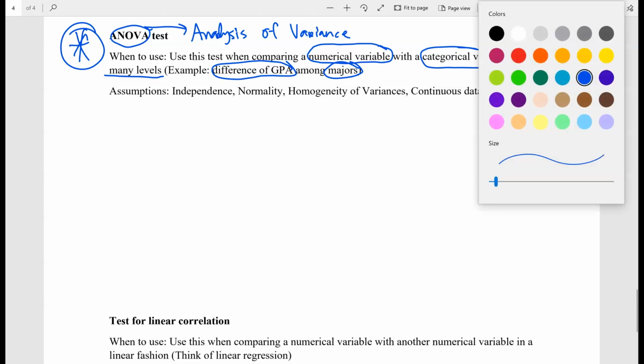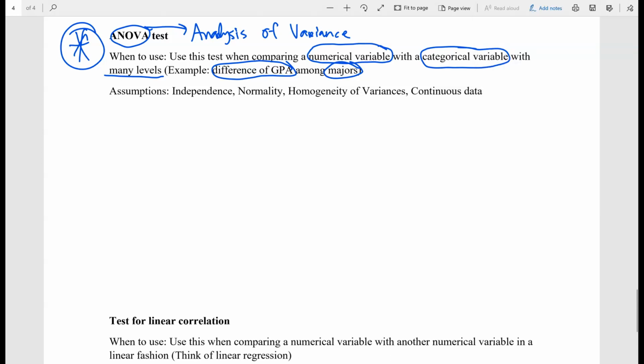Now, there's a couple of things that you really have to be aware of. Here, you really got to check all of these assumptions: independence, normality, homogeneity of variances, and continuous data. Homogeneity of variances is a new one. That basically means, are all the variances the same? And variance is basically the square of the standard deviation.